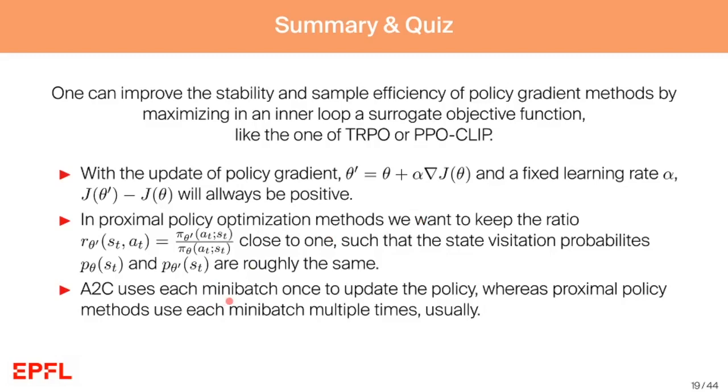A2C uses each mini-batch once to update the policy, whereas proximal policy methods use each mini-batch multiple times, usually. Is this correct or not? This is correct. A2C uses each mini batch really only once, whereas in proximal policy optimization methods, we run an inner loop with a certain surrogate objective function to move the parameters as close as possible to parameters that maximize this difference.